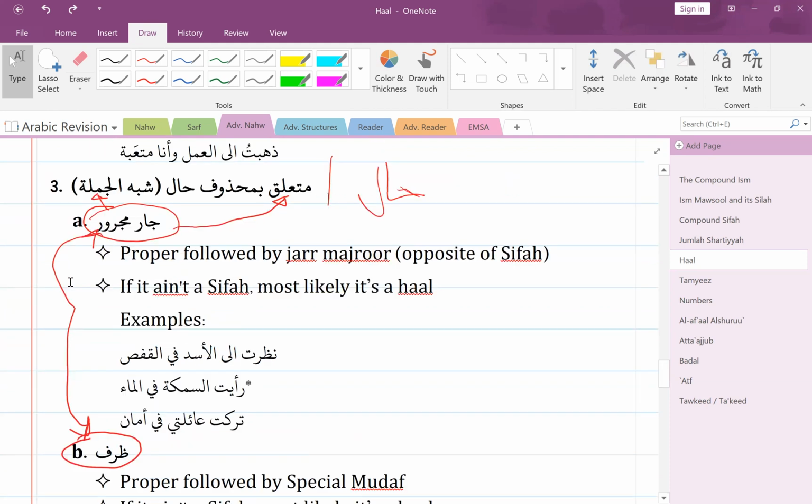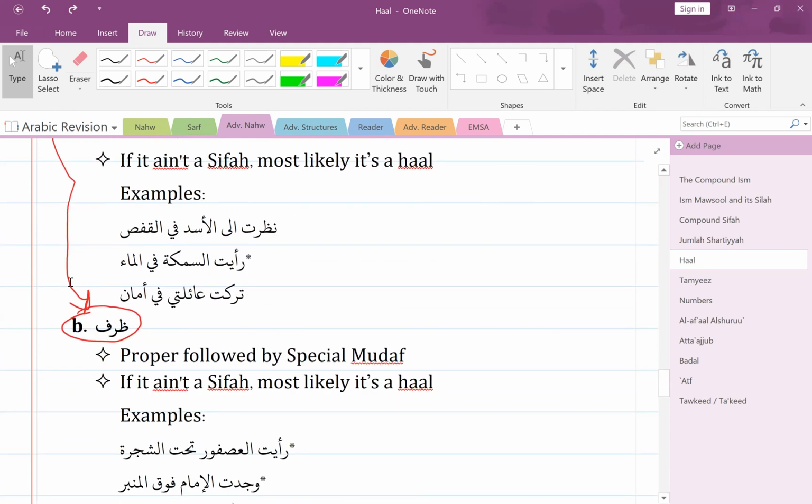And then you have, for example, the second example. رأيت السمكة في الماء. I saw the fish in water. How did I see the fish? Swimming inside the water. So it's assumed like swimming. There's a hal that is missing there. And of course, now this في الماء is kind of متعلق to that محذوف. So I saw the fish like swimming in the water. So something is missing. So رأيت السمكة في الماء.